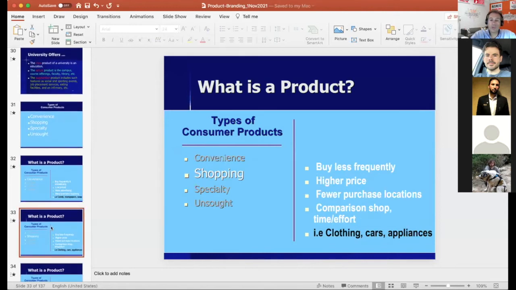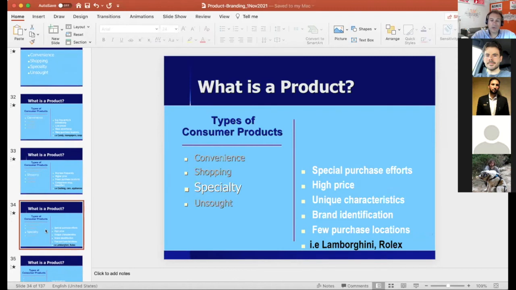The next group are the shopping products. That's very different. It's a much smaller group than the convenience. You don't buy them often, they are more expensive, and there are fewer places where you can buy them from. People make comparisons between these shopping products. It's not like the convenience products, where the brand has less importance. In the shopping products, the brand is important, and therefore they make comparisons. They may study, talk to other people, compare and so forth. So fashion goods, buying a car, buying some home appliances, these will be shopping products.